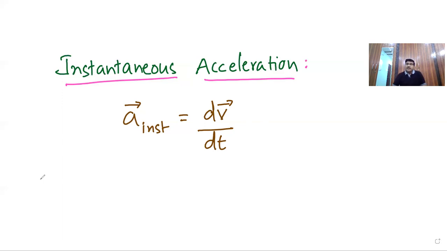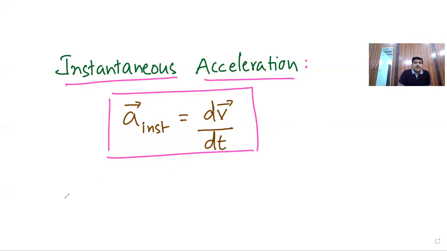We have defined the instantaneous velocity earlier. What is the meaning of instantaneous velocity? Velocity at a particular instant of time. Similarly, instantaneous acceleration is at a particular instant of time, dv bar by dt. Observe, very small. This is the formula.